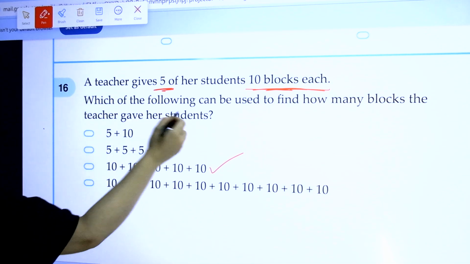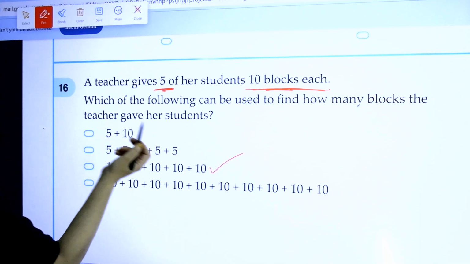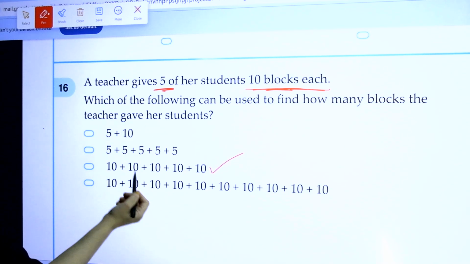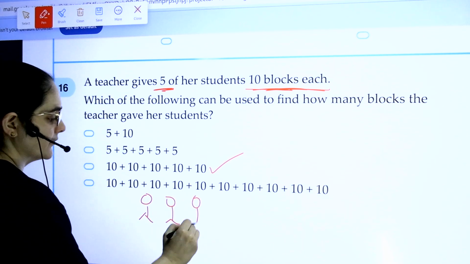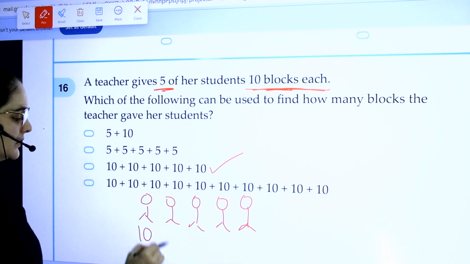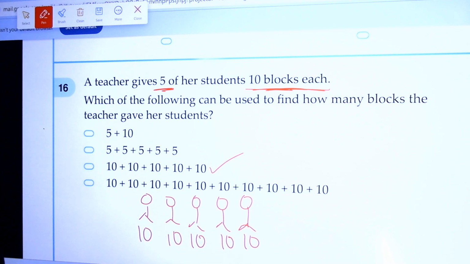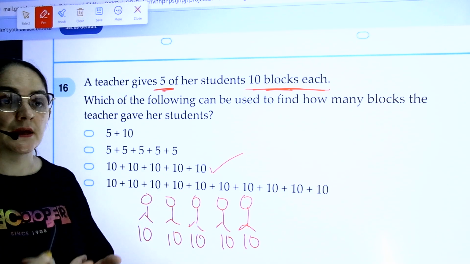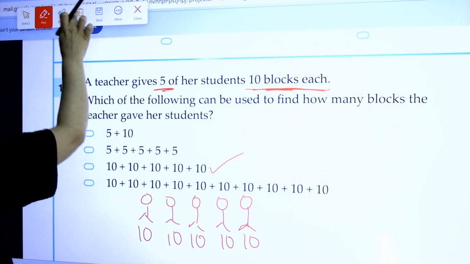So which of the following can be used to find how many blocks the teacher gave her students? Because there were 5 students, and she gave 10 blocks to each of the students. So which one will give the total number of blocks that she has to give away? 10 plus 10 plus 10 plus 10 plus 10, 5 times. I hope this is clear. Let's move on.